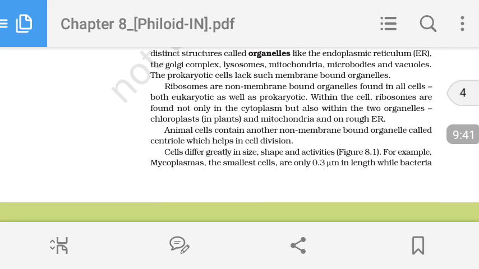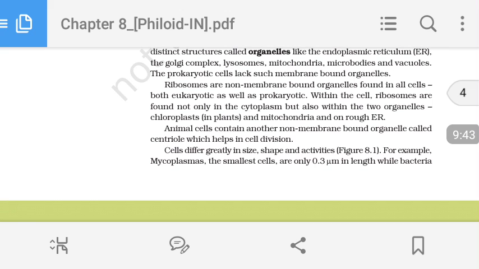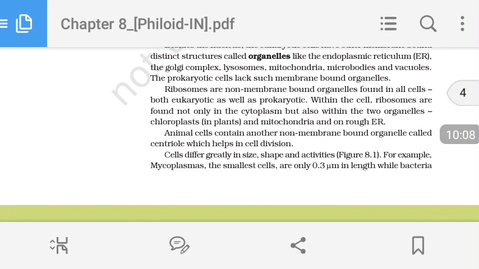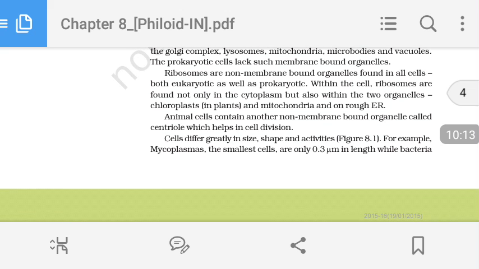Within the cell, ribosomes are found not only in the cytoplasm but also within the two organelles, that is chloroplasts in plants and mitochondria, and on rough endoplasmic reticulum in animal cells.